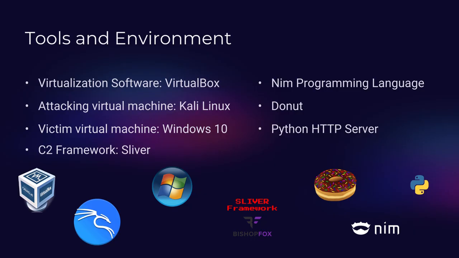I use Sliver for the C2, use Nim to compile loaders, which I'll explain later in the slides, and Donut to convert the executables to shellcode, and finally use Python as the HTTP server hosting my malicious HTML page.